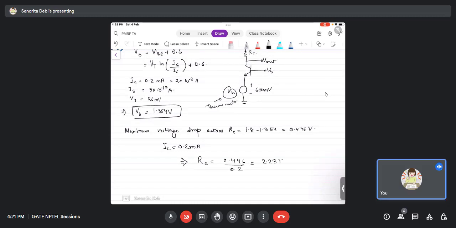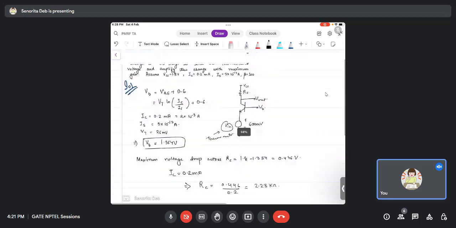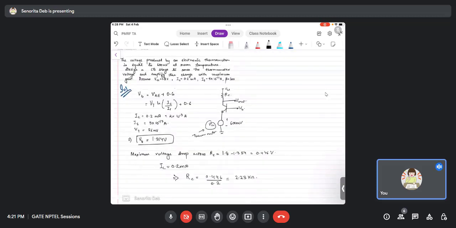So please look into the question till here, whatever we are doing, and then we will proceed. Basically we are doing this because we have to design the CB stage, right? So we are finding voltage gain and then we will see how we proceed with the design, okay?